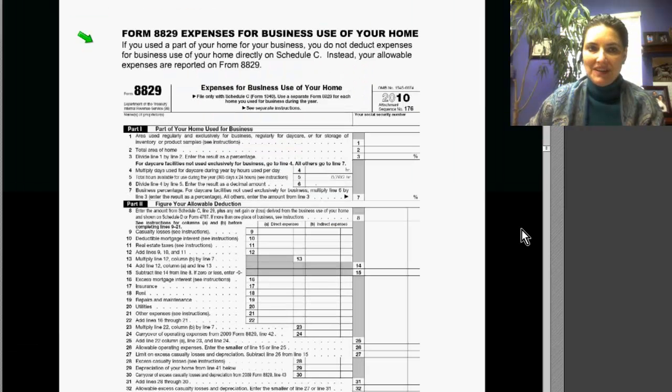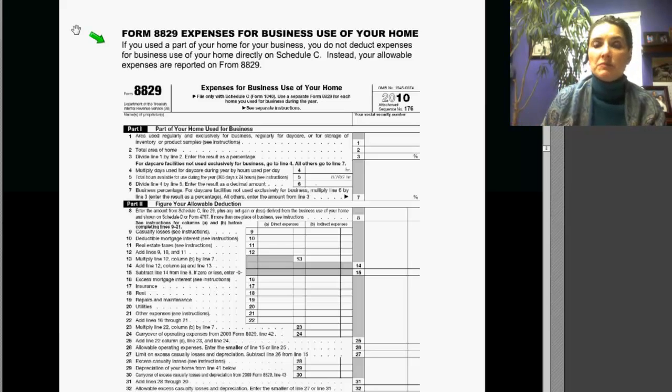And moving on to the next topic of the day, we're going to be looking at office use of home and how and when you are allowed to claim expenses for having a home office. If you used a part of your home for your business, you do not deduct the expenses for business use of your home directly on Schedule C, and you have seen that throughout the course so far today, that as we've been looking at the line items from Schedule C, line after line says, do not report expenses for business use of your home on this line, over and over again.